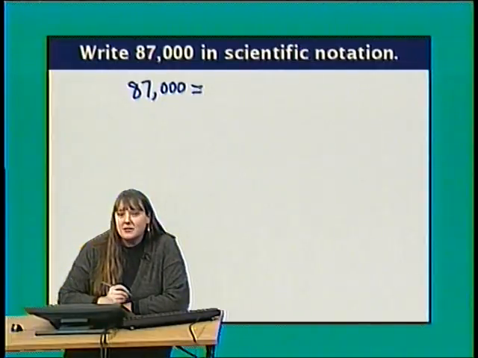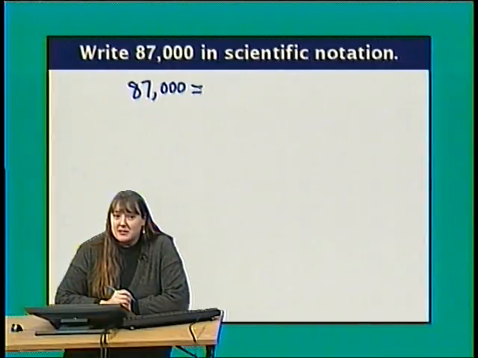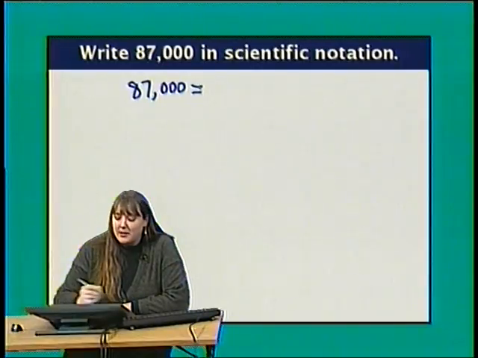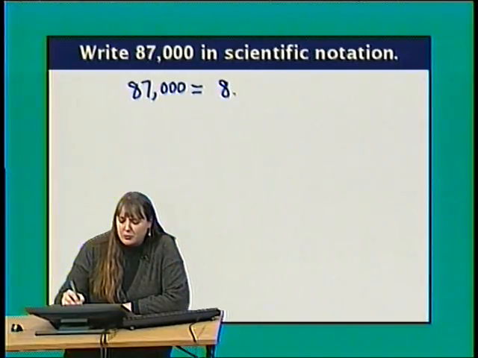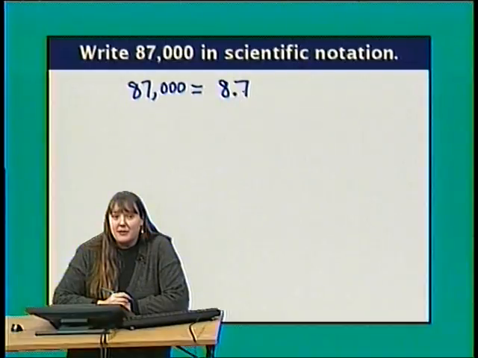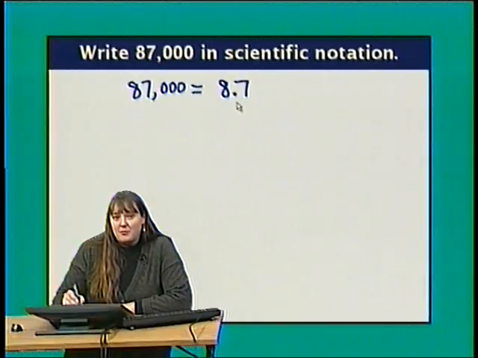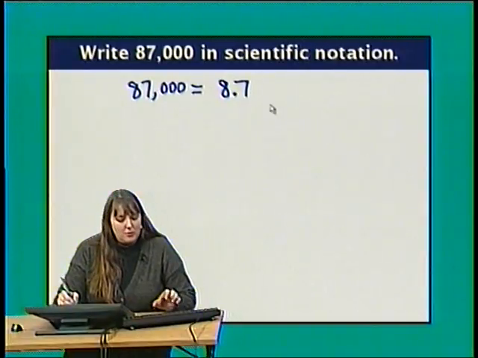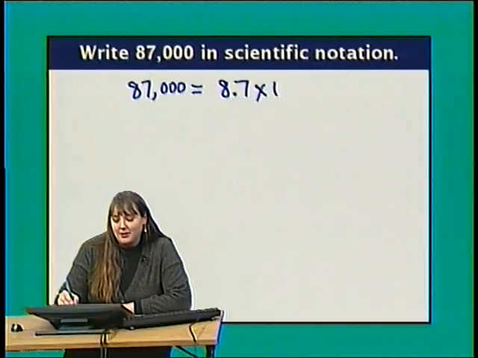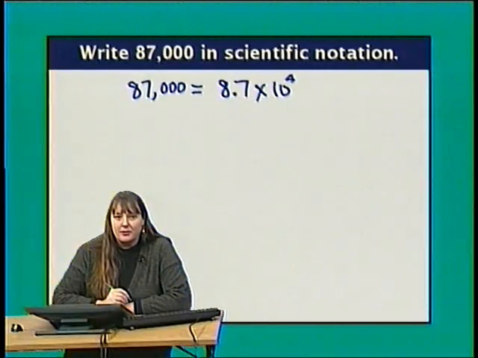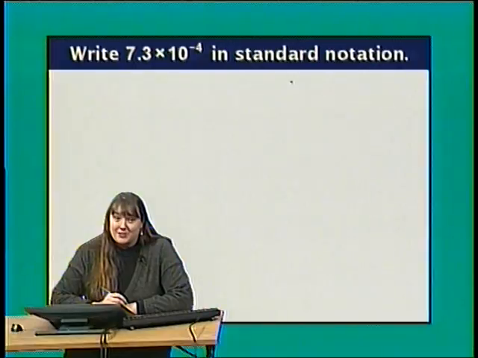So I know in scientific notation I need my mantissa to be between 1 and 10, so I need my decimal point moved between the 8 and 7, so I have 8.7. Now I need to think about how many places I need to move the decimal point. To get from 8.7 back to the 87,000, I'd have to move the decimal 1, 2, 3, 4 places. So I need to multiply 8.7 by 10 to the fourth. Let's go the other direction.